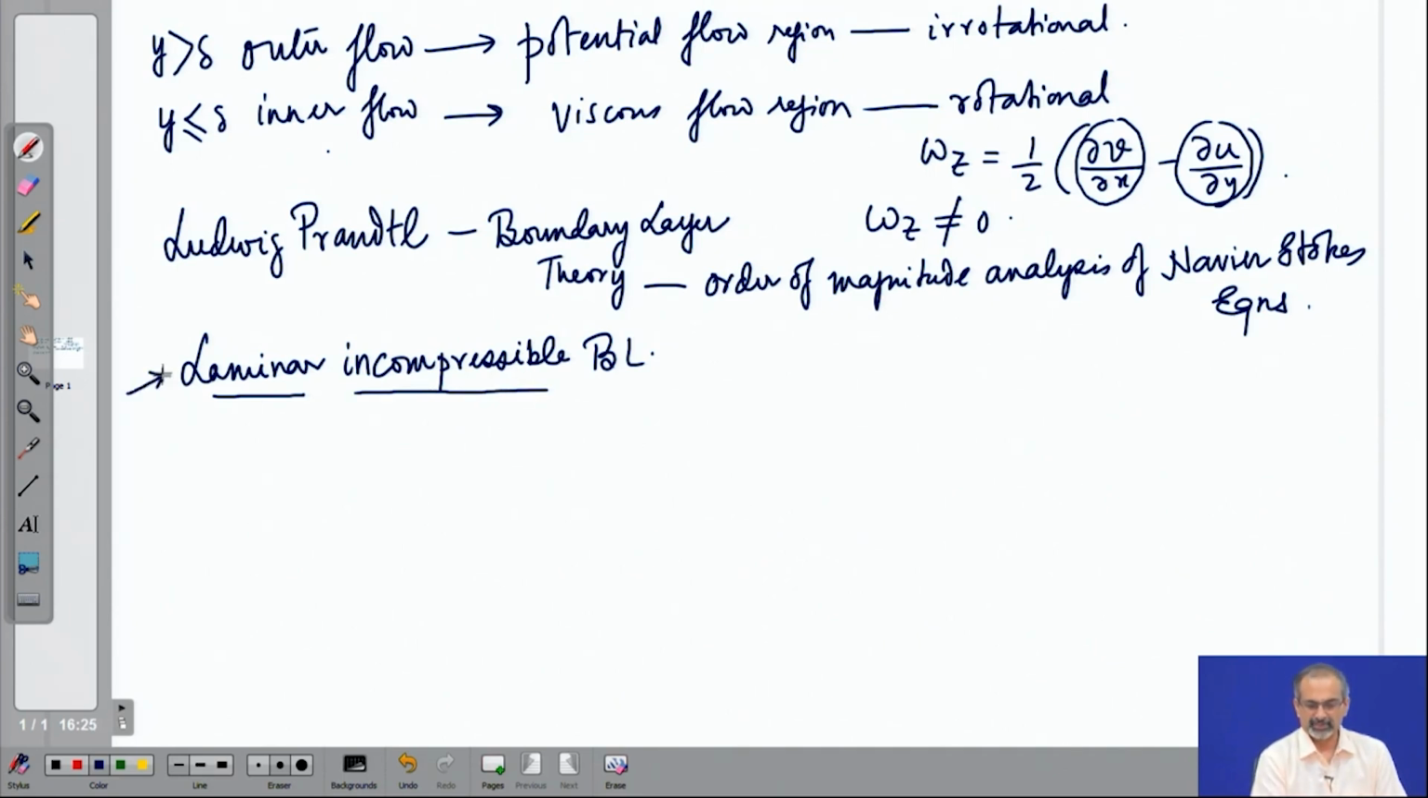But the simplest case is that of laminar incompressible boundary layer, and Ludwig Prandtl basically dealt with Navier-Stokes equations in that sense and simplified it to give rise to the boundary layer theory accompanied with the boundary layer equations.